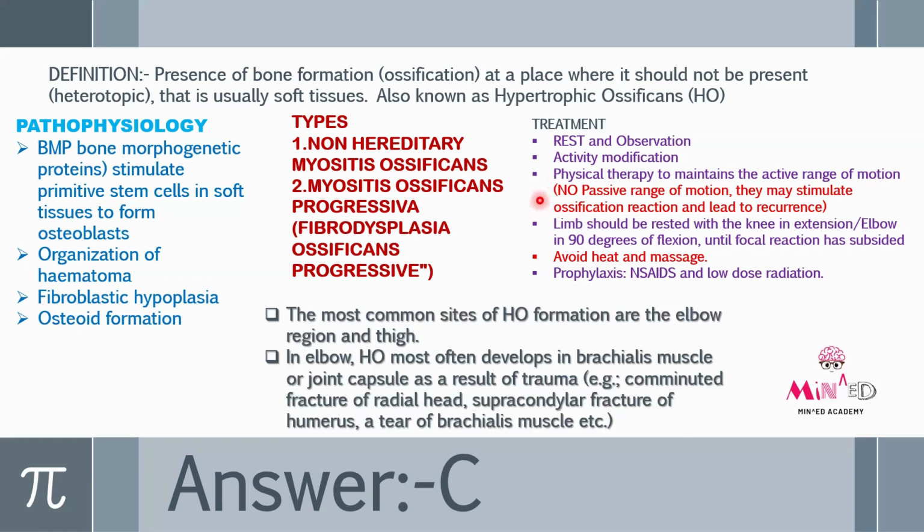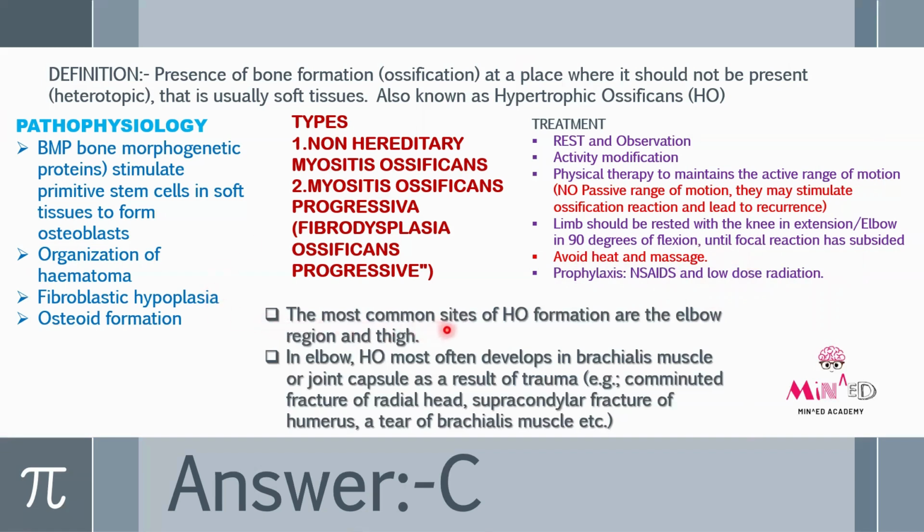Keep this in mind: no passive range of motion, because it may stimulate ossification reaction and lead to recurrence. Next, the limb should be rested with the knee in extension and elbow in 90 degrees of flexion until the focal reaction has subsided. Then avoid heat and massage. Then prophylaxis: NSAIDs and low dose radiation can be used.